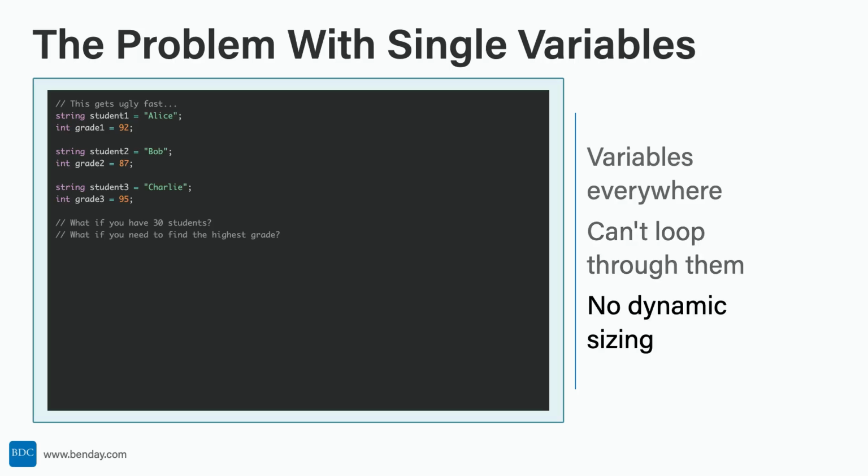Think about the way that this code would need to change. What happens when a new student joins? You'd have to go back and add student 4 and grade 4 to your code. What happens when you have 30 or 50 or 100 students? Yeah, it gets gross. There has to be a better way, right? There is. Let's look at arrays.